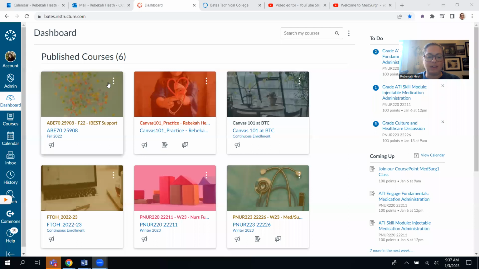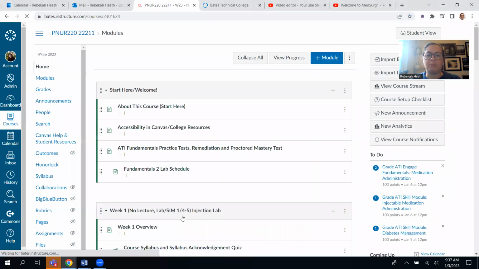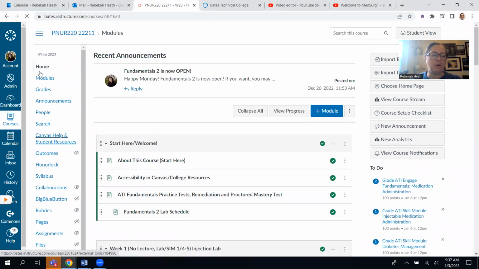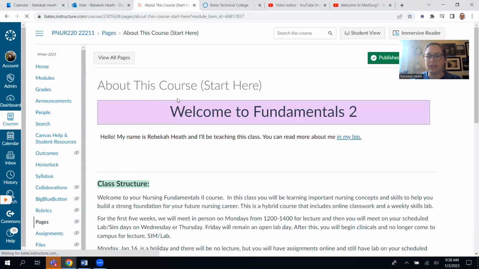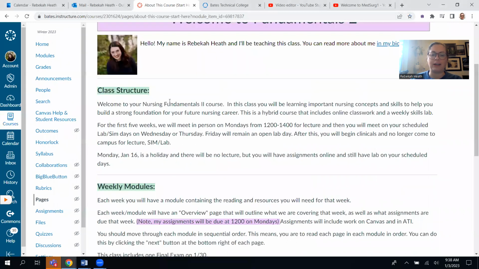And here we are in Canvas, and the class looks just like it did last term as far as the picture with the little building blocks because we're building your knowledge. Setup very similar to MedSurg 1, where your home page is going to have recent announcements. And then you're going to have your weekly modules. All right, in the Start Here welcome module, same as MedSurg 1, we're going to talk about class structure.